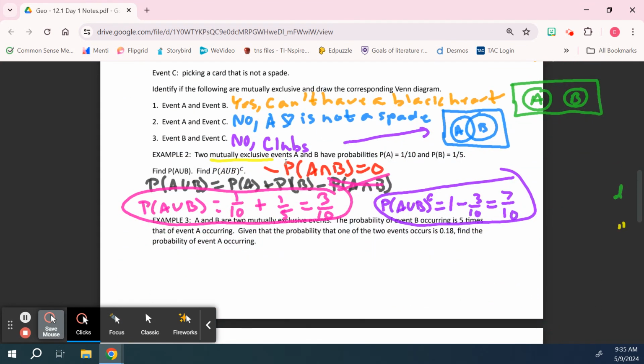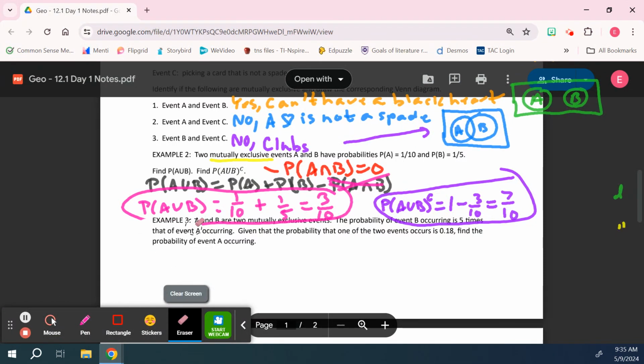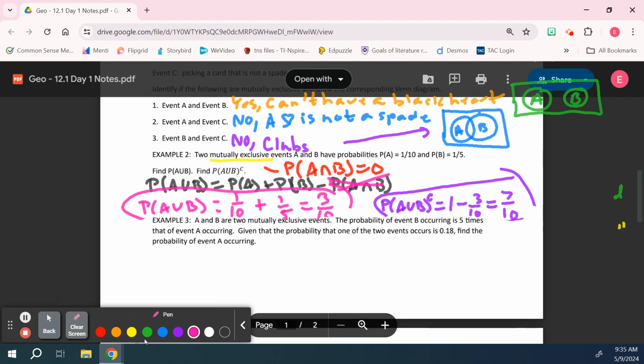Anything else before? I am going to probably erase just a little bit here because it kind of went into example 3. I'm trying not to erase too much in case you guys think of a question a little later on. Okay. Anything else before I move on to example 3? All right.